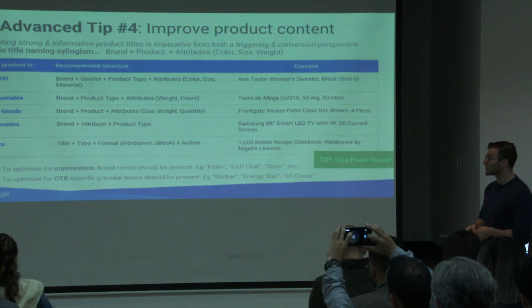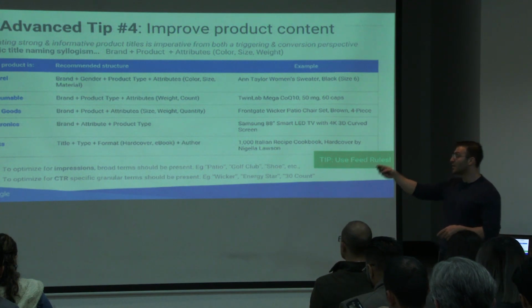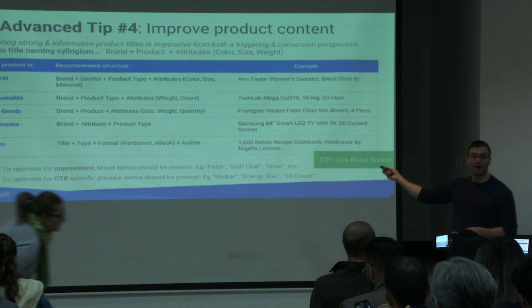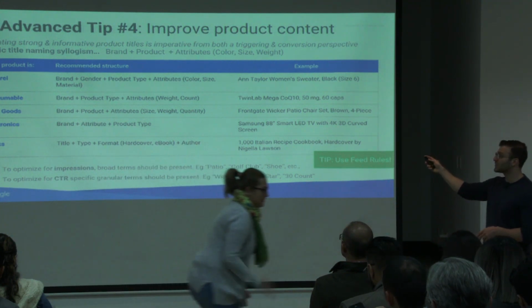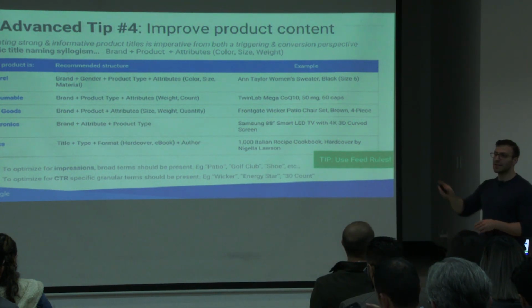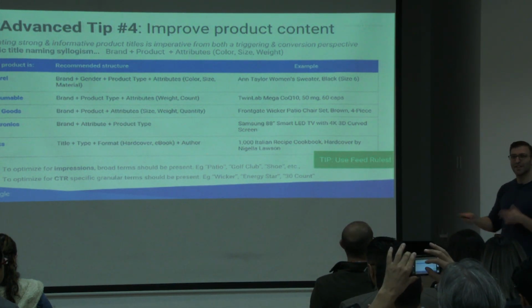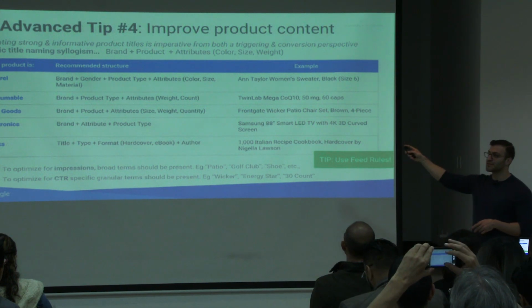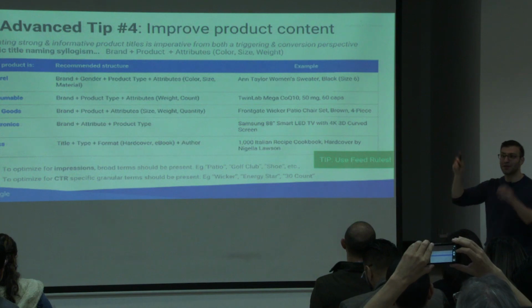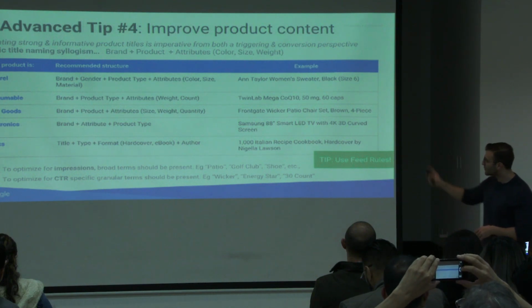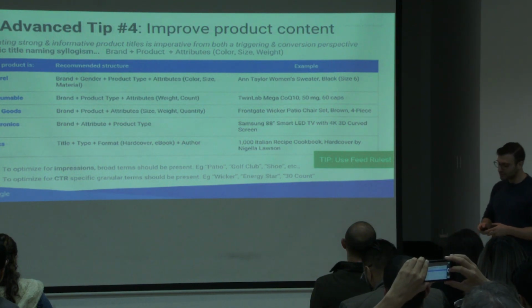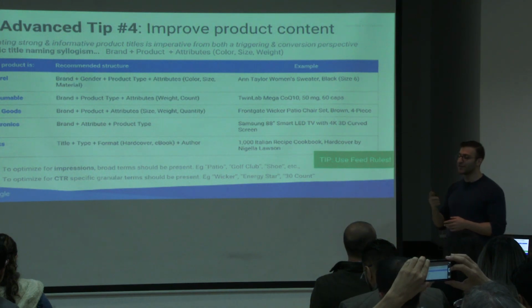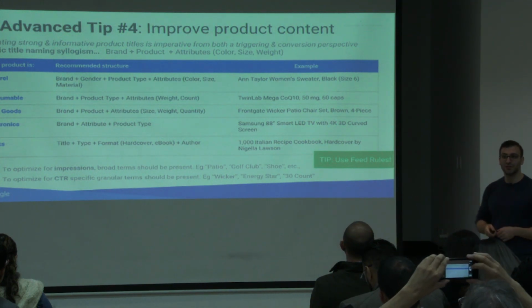So if we look at books, of course, we want to see the title, the type of book, the format, and then the author. So these are really good tips. I'd urge you to try to adhere to these as much as possible. I think you'll see better performance. If you're not able to structure titles directly in your feed, but you have the data available elsewhere, use feed rules. Like I said, feed rules is very, very easy to use, and you can really use it to structure your title.